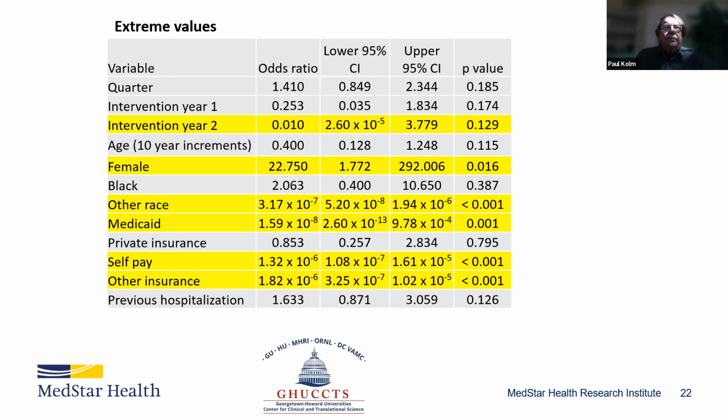In other words, what these are saying, like for females, is that we're probably at the upper end of the logistic curve, where many more females than males are experiencing 30-day readmission. And then the insurance categories of Medicaid, self-pay, and other insurance were very close to the zero end. So we have probably not very stable estimates of the odds ratio.